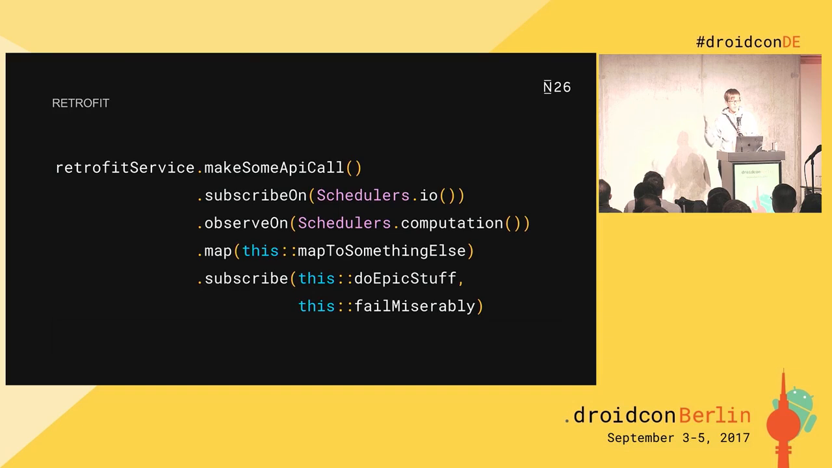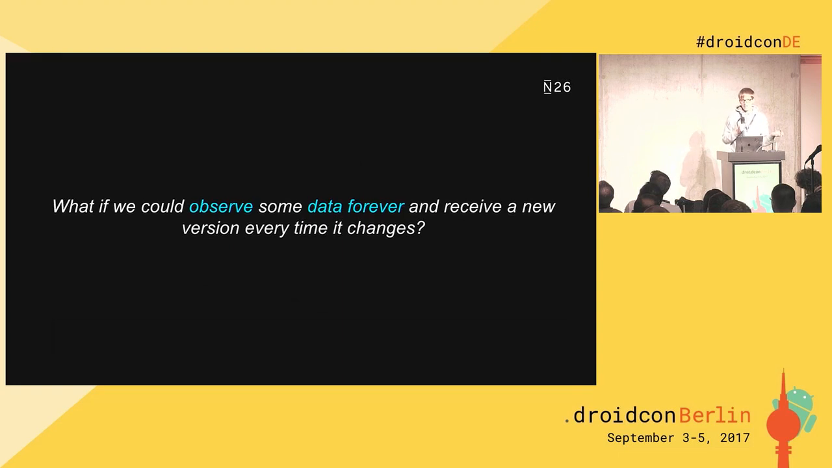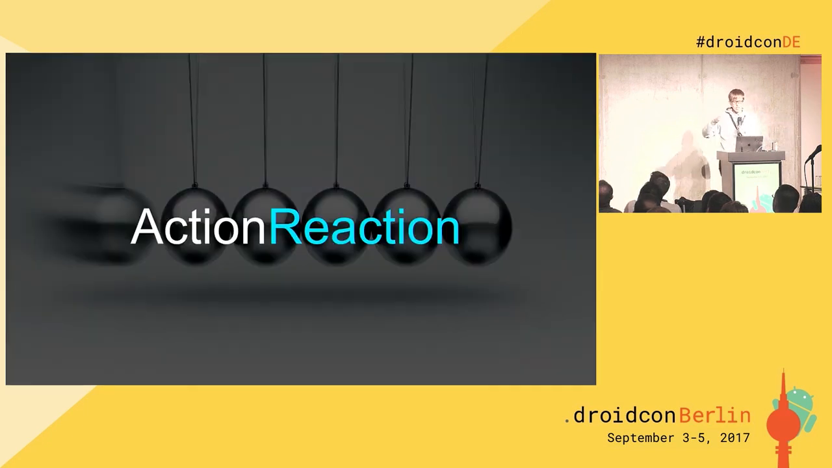This is when you have some data in your app, right? Most apps have some data that then is reflected somehow in the feature, in the view. So what if we could observe this type of data forever, or as long as we need it, and receive a new version of it every time it changes? This is reactive as a system. It's a bit bigger. It's not just in the chain. It's thinking of the whole system as a reactive system. Okay, so this brings an action-reaction type of system, and we'll see how that works in a minute.